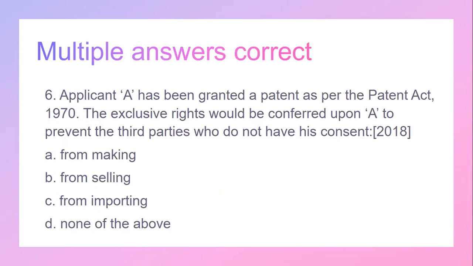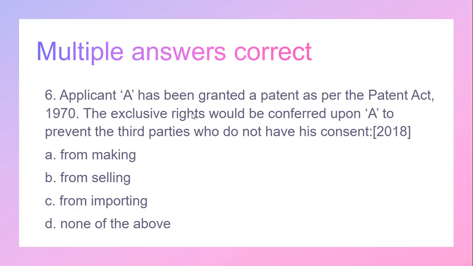Now here you have multiple answers correct. So there are more than one correct answer. Applicant A has been granted a patent. As per the Patent Act, the exclusive rights would be conferred upon A to prevent third parties who do not have his consent from A, B, C. Yes, making, using, selling, importing. Those were the 4 acts. So because multiple are correct, ABC.